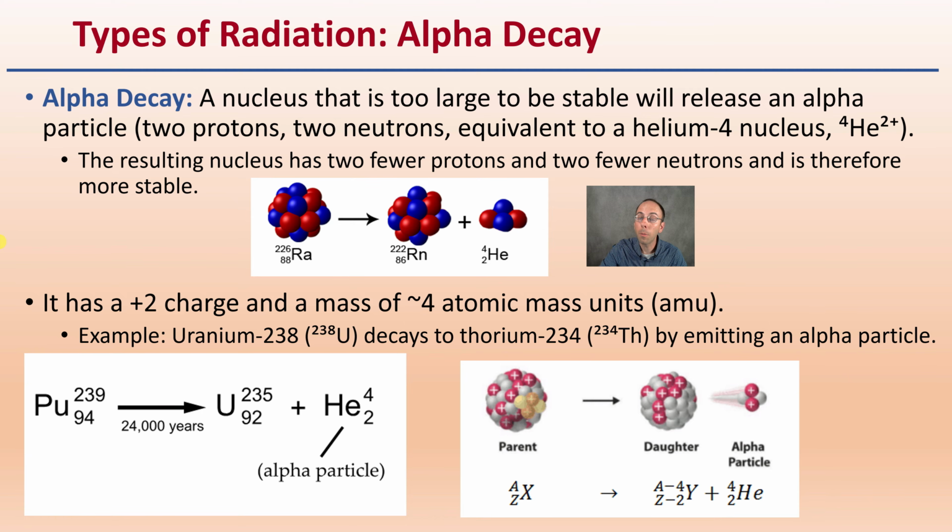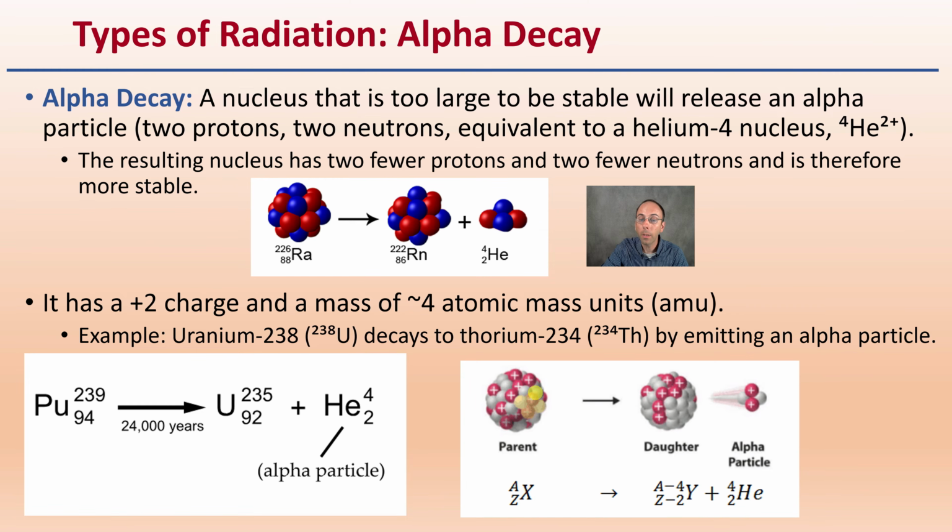In alpha decay, a nucleus is basically too large to be stable, so it will release an alpha particle. That's composed of 2 protons and 2 neutrons. It is essentially equivalent to a helium-4 nucleus, as we can see here. The resulting nucleus has 2 fewer protons and 2 fewer neutrons and is therefore more stable. The alpha particle has a +2 charge and a mass of about 4 atomic mass units, abbreviated AMU. Uranium-238 decays into thorium-234 by emitting an alpha particle, as just one example. There are many more examples; you can see other ones here.